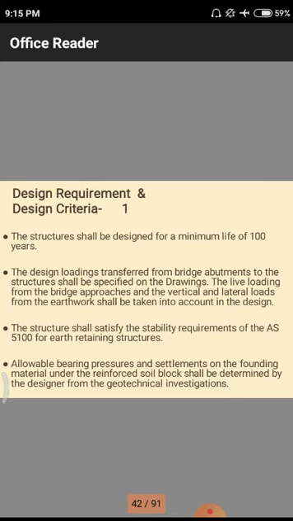The structures shall be designed for a minimum life of 100 years. This is the lifespan we need to go for design of 100 years. That means the minimum lifespan we have to assume is 100 years. The design loadings transferred from bridge abutments to the structures shall be specified on the drawings. That means from which position to which position the loads have been transferred. Those things have to be mentioned in the structural drawings itself.